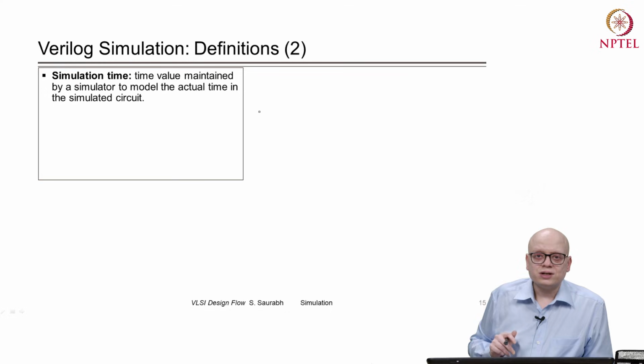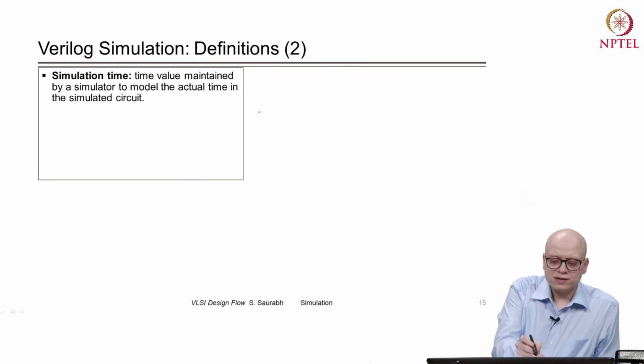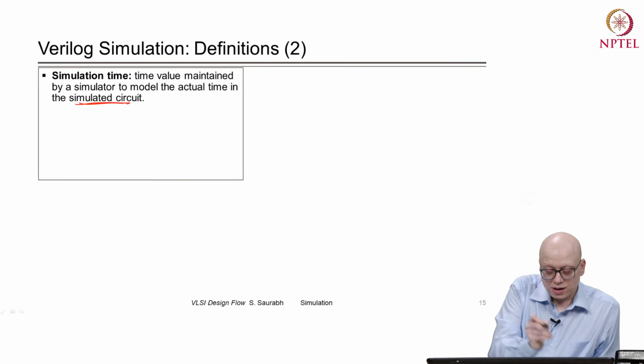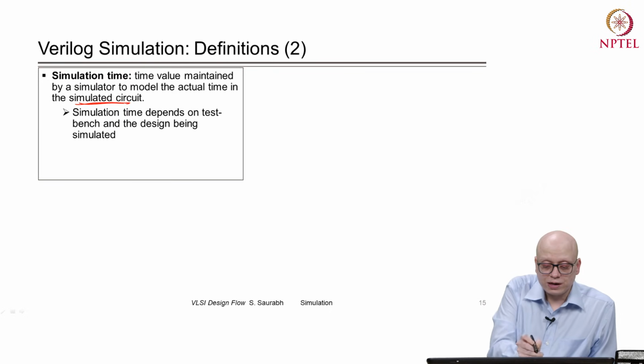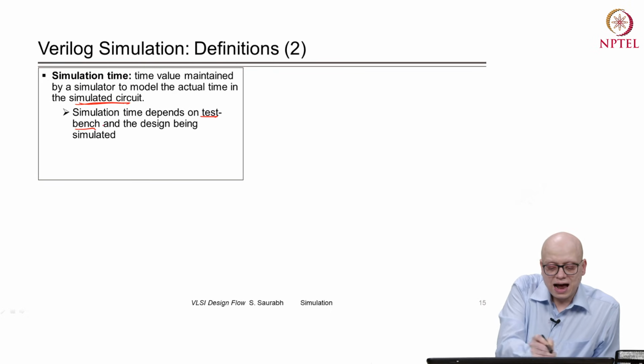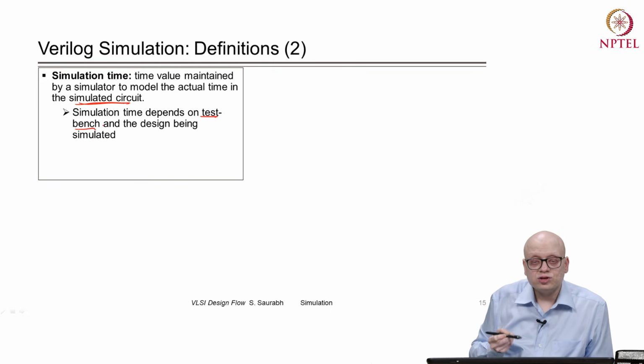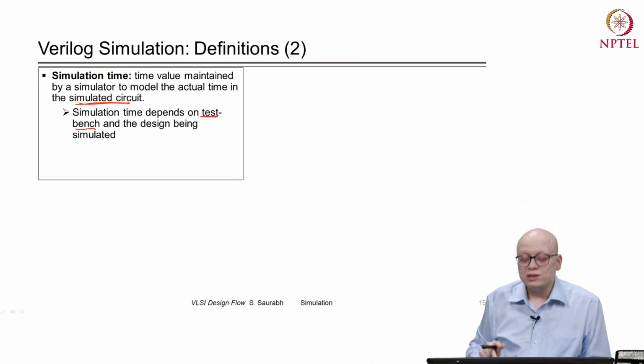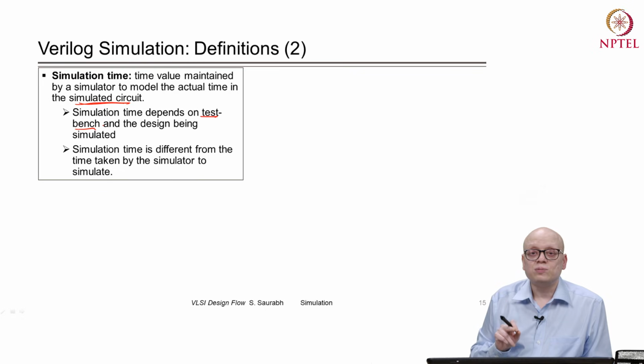What is a simulation time? Simulation time is the time value maintained by the simulator to model the actual time in the simulated circuit, and the simulation time will depend on the test bench and the design being simulated. And we should not confuse simulation time with the time taken by the simulator to do the simulation, right.